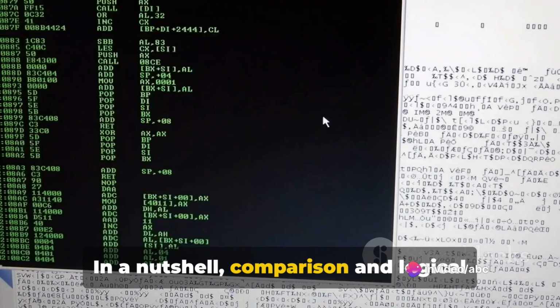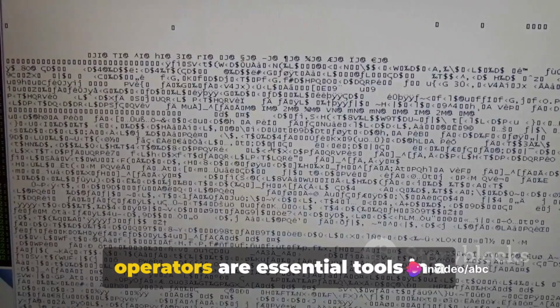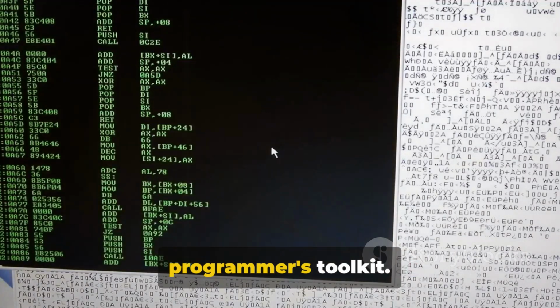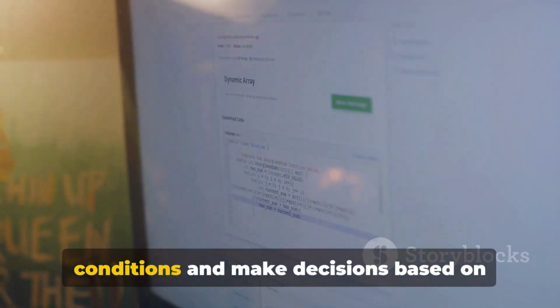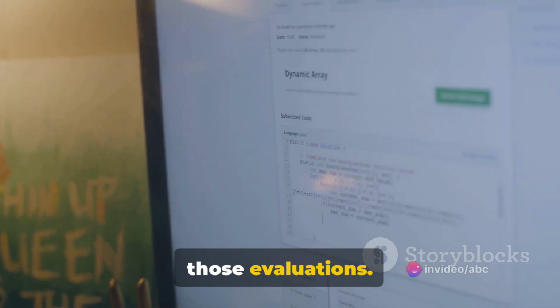In a nutshell, comparison and logical operators are essential tools in a programmer's toolkit. They allow you to evaluate different conditions and make decisions based on those evaluations.